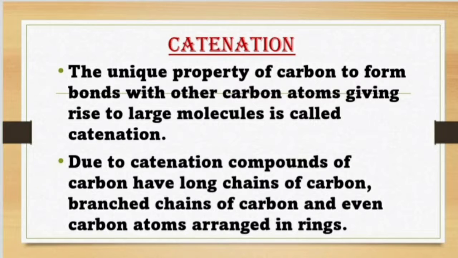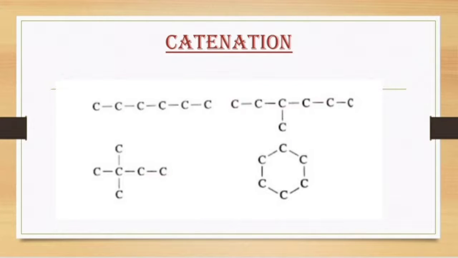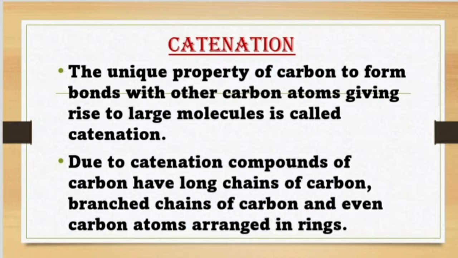Now the second property which makes carbon unique is catenation. Catenation is the unique property of carbon to form bonds with other carbon atoms, giving rise to a large number of molecules. Due to catenation, compounds of carbon have long chains of carbon, branched chains of carbon, and even carbon atoms arranged in rings. So catenation and tetravalency are the two properties that make carbon unique.